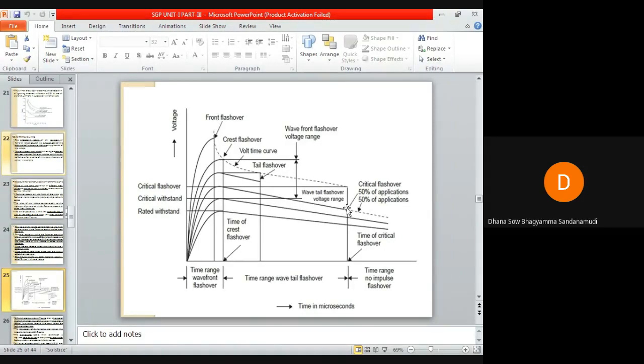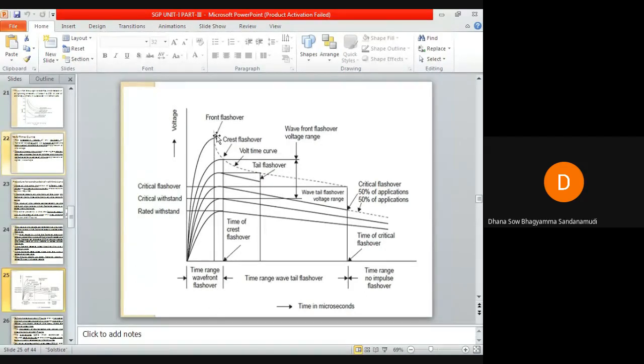Okay, and so the voltage at that particular point, you will call it as critical flashover. Okay, that point you will call it as critical flashover. And now you have got a critical flashover point, a tail flashover point, a crest flashover point, and a front flashover point. So you have got four points.